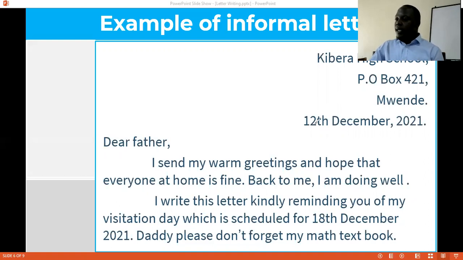So then it's followed by the date. We said the date is written in full. The TH is on the same line with the number and the month. 12th December, the comma is after the month, 2021, full stop. The other thing I will emphasize is these commas here. After the school name, there is a comma. After PO Box, there is a comma. There is only a full stop when you reach the location, Mwende, full stop. Others, it would be maybe Kampala, full stop, Wakiso, full stop. So that's when you put the full stop.